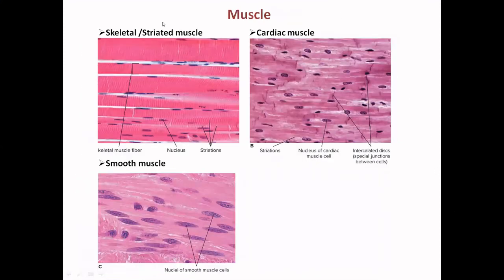Next is the muscles. It can be skeletal or the striated. You can see the striated formation. Okay, then it is the cardiac muscles. You can see the intercalated disc here as well as the striation. So it shows the properties of the striation as well as the intercalated disc, and this is the smooth muscle cells. So muscles are of the 3 types.